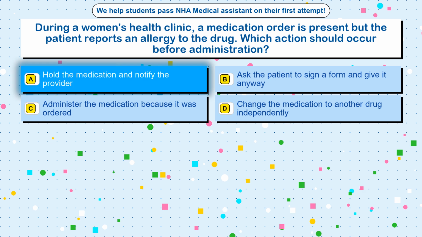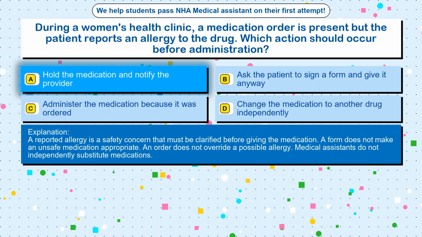Hold the medication and notify the provider. A reported allergy is a safety concern that must be clarified before giving the medication. A form does not make an unsafe medication appropriate. An order does not override a possible allergy. Medical assistants do not independently substitute medications.